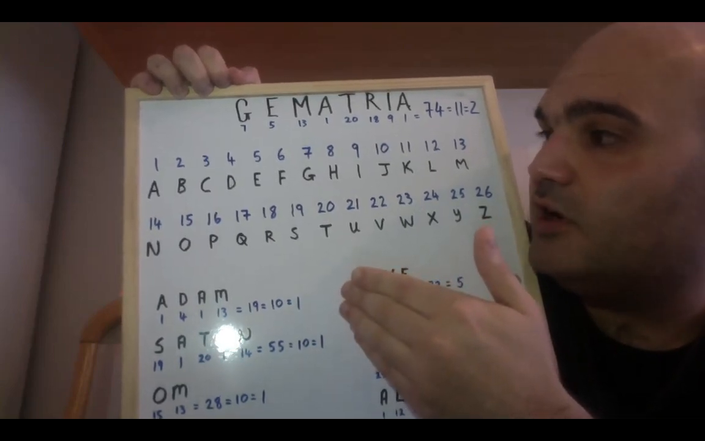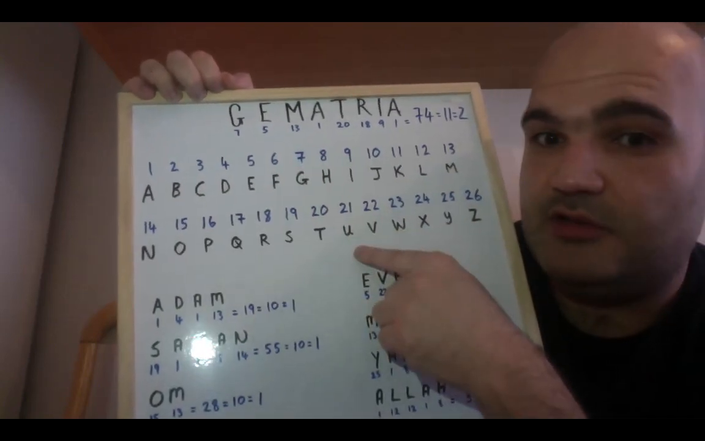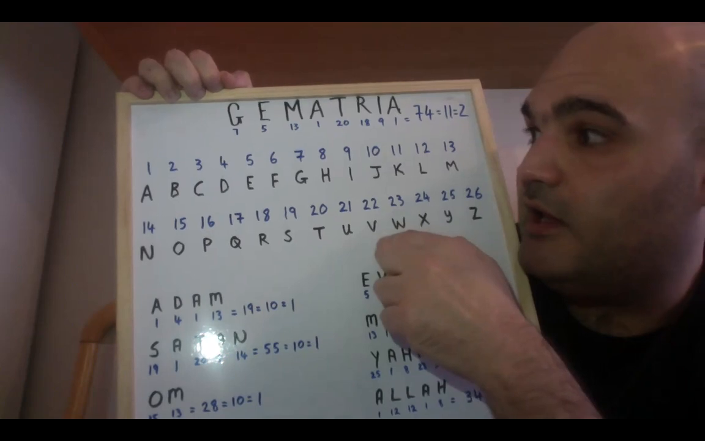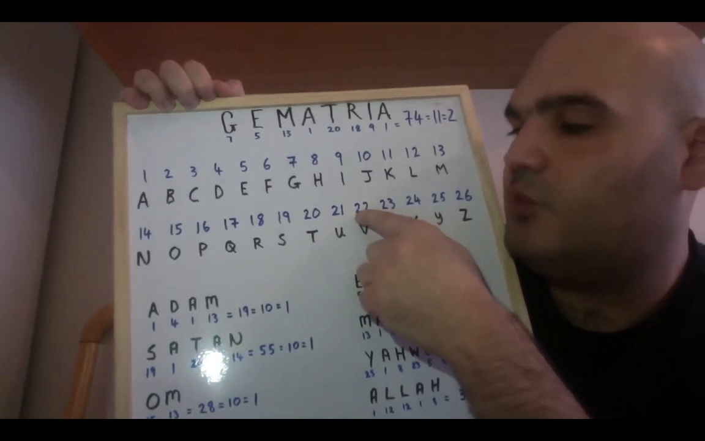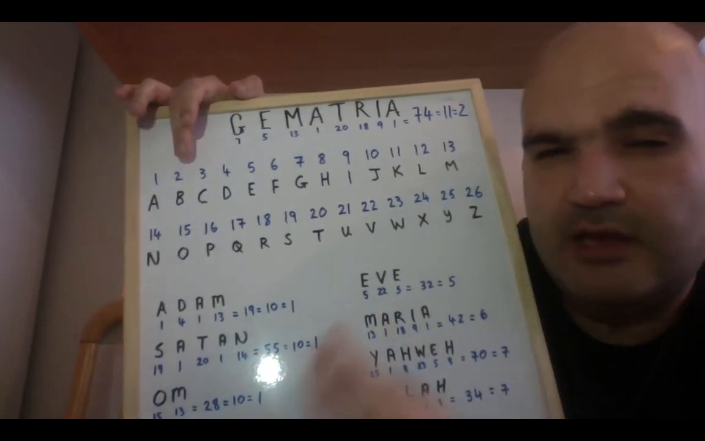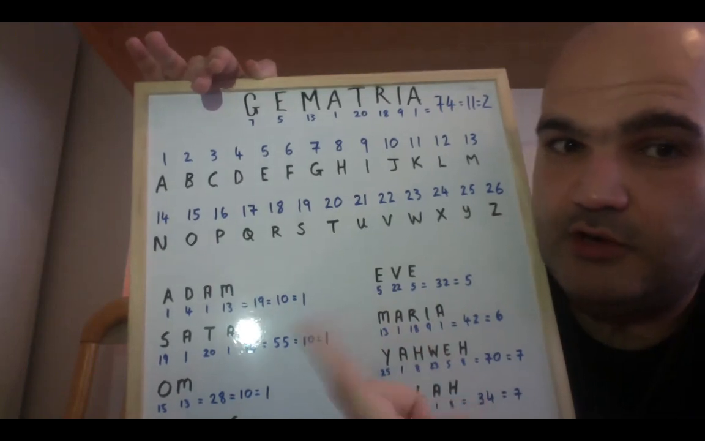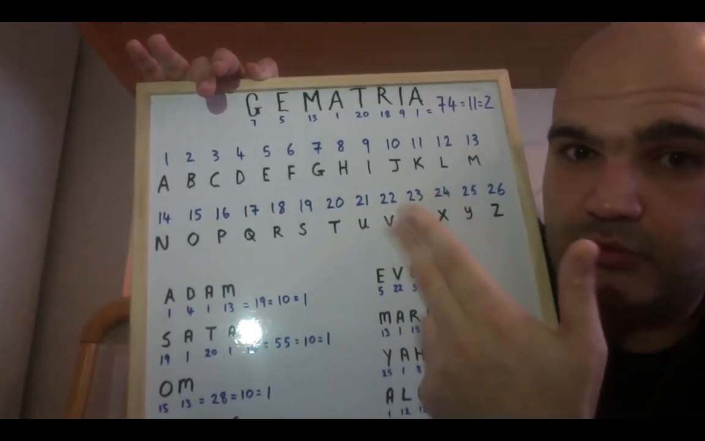Other letters which are connected are letters like B and V. They are also interchangeable. V is 22, which is 4, and B equals 2. Again, they're multiples of each other. So B being 2 and V being 4 are multiples of the number 2.